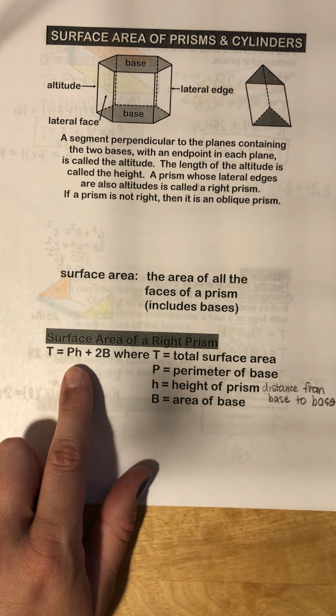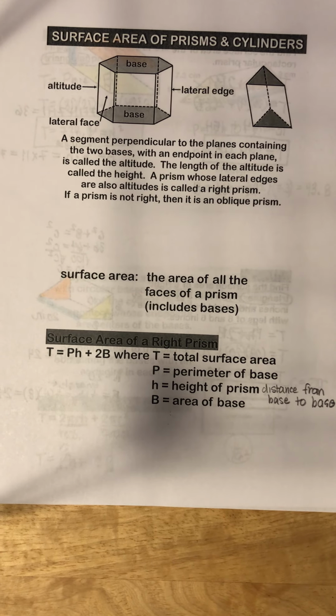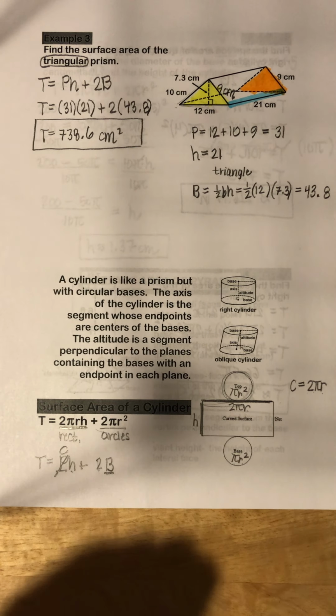So you have to be able to identify the shape of your base so that you can know, do I need to find the area of a triangle? Do I need to find the area of a trapezoid? Do I need to find the area of a circle? Do I need to find the area of a parallelogram? Do I need to find the area of a rectangle or a square? So you have to be able to identify what shape your base is so that you can do P and B. So we did several examples with that.